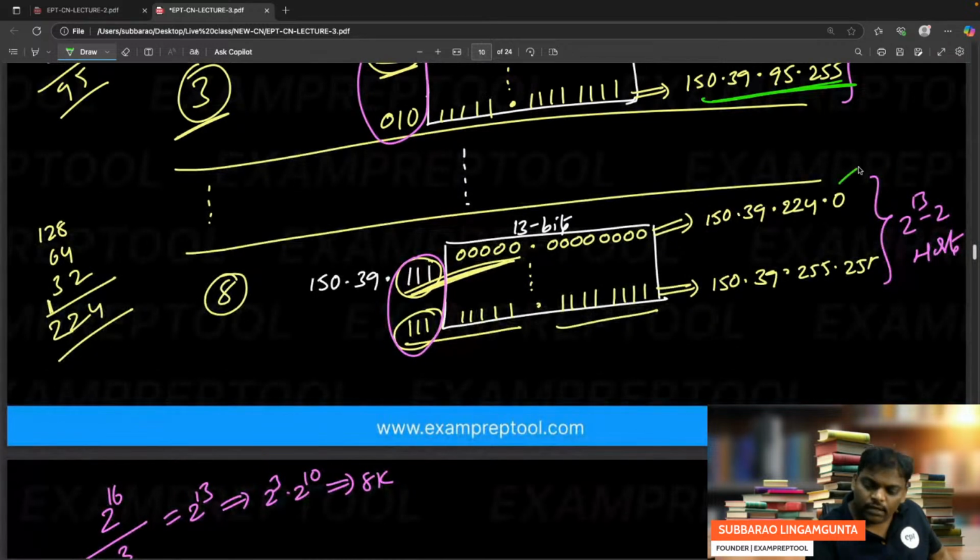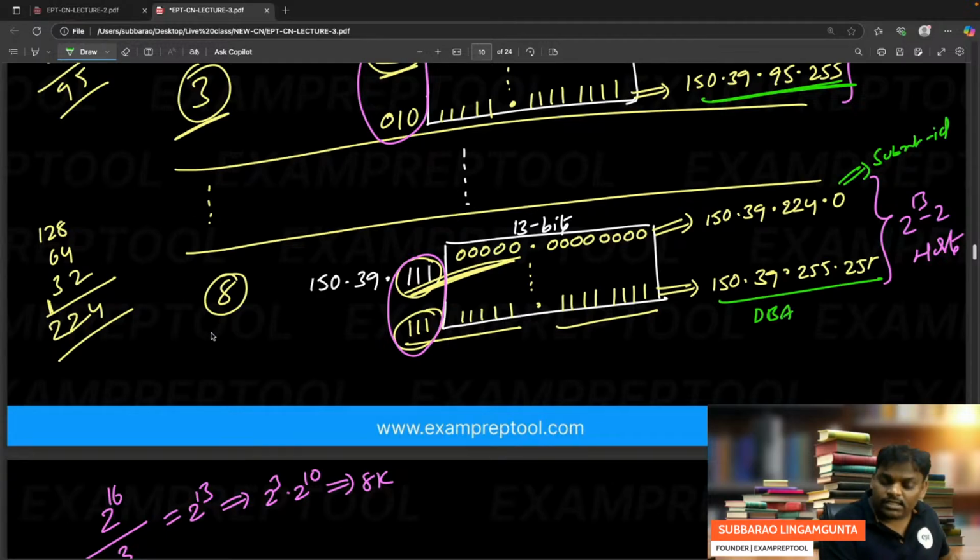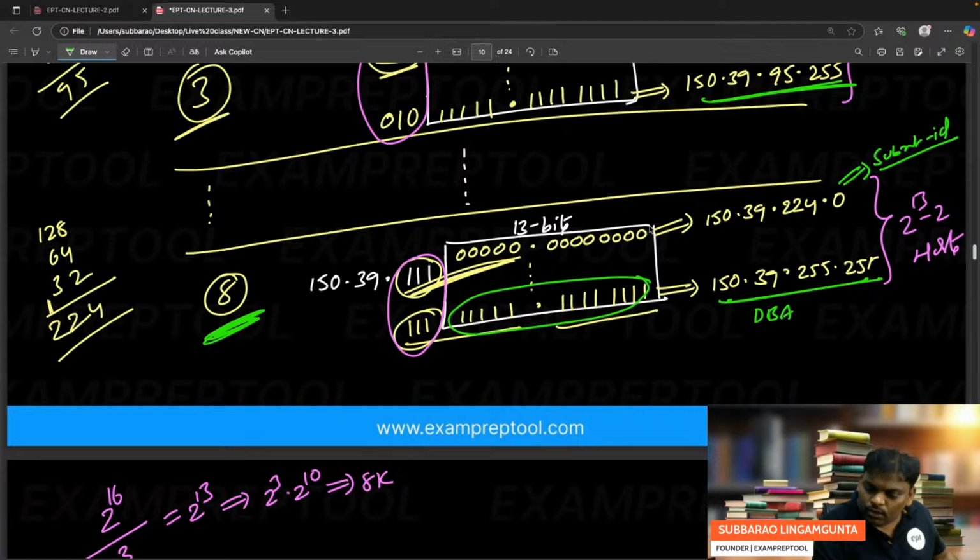Last subnet ID. Last subnet DBA. Right? What is the last subnet? Eighth subnet ID. Eighth subnet DBA. Because, right, host part all zeros, host part all ones. Eighth subnet ID. Eighth subnet DBA.